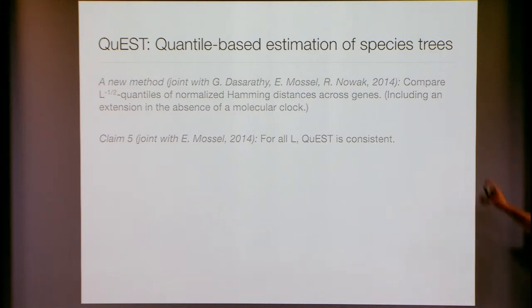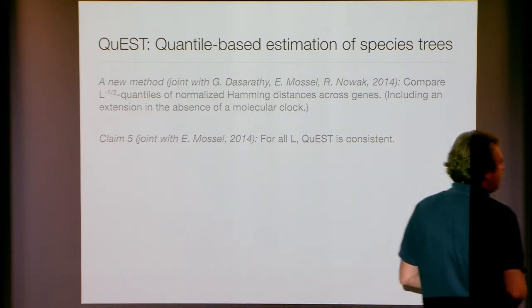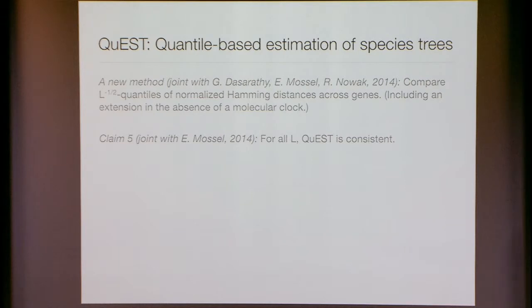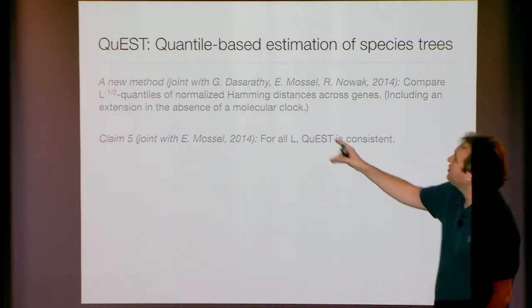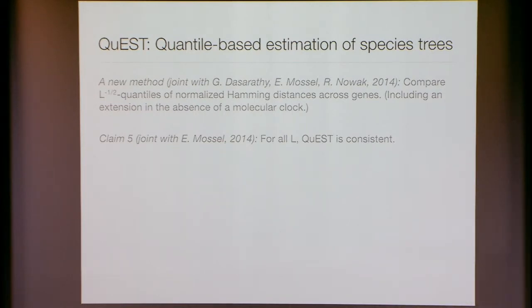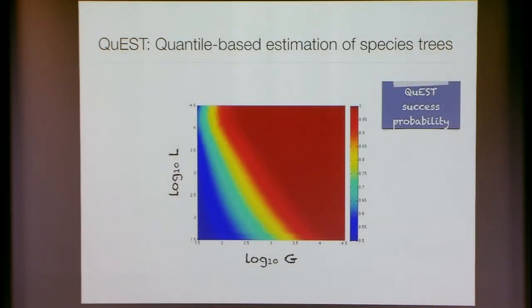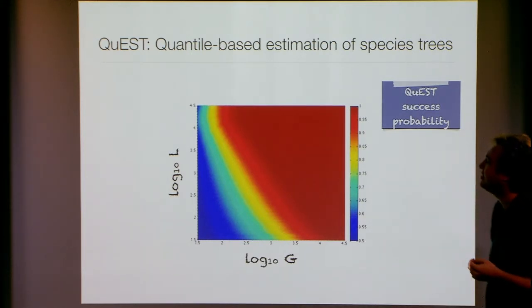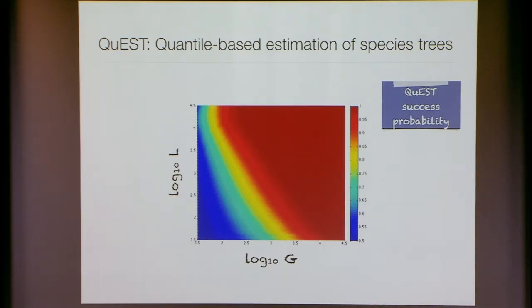I'm going to compare the 1 over square root L quantiles of my distributions. Okay, so I reject the first 1 over square root L values, and then I look at this particular quantile and I compare those. Gautam calls this the quest method. And what you can show is that, well, first of all, it's consistent, but let's look at the actual distribution of the success probability. Okay, so this is what you get in this case.